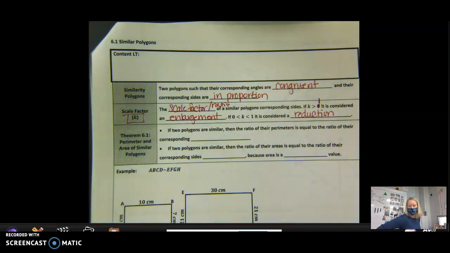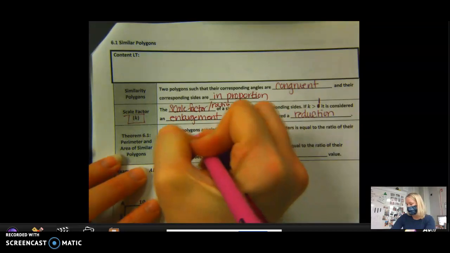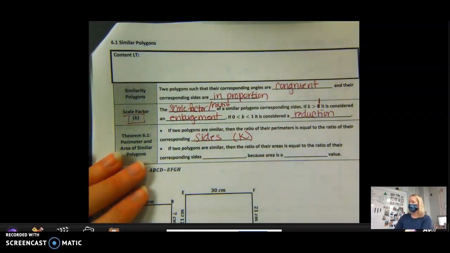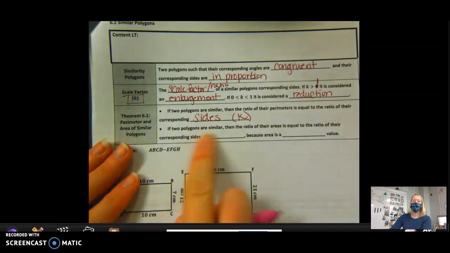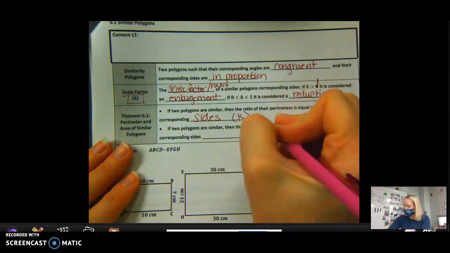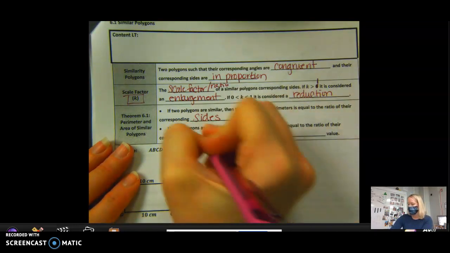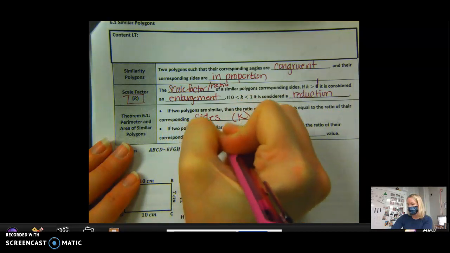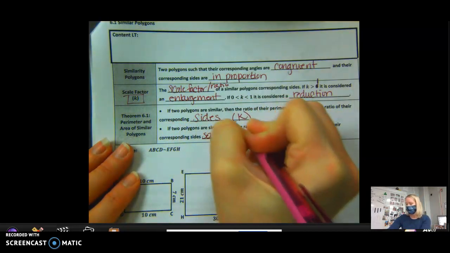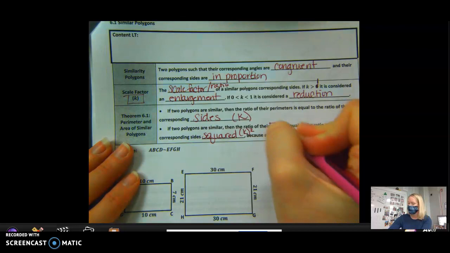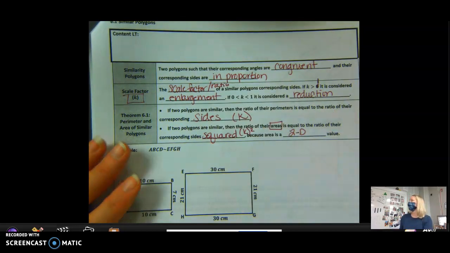Theorem 6.1, perimeter and area of similar polygons. So, if the polygons are similar, then the ratio of their perimeters is equal to the ratio of their corresponding sides. It is their scale factor, or K. However, if two polygons are similar, then the ratio of their areas is equal to the ratio of their corresponding sides squared. Because area is a two-dimensional value.